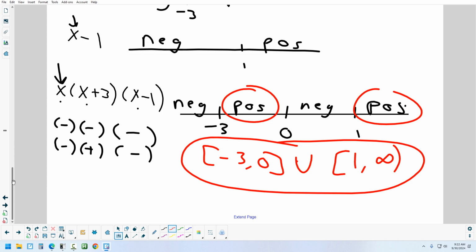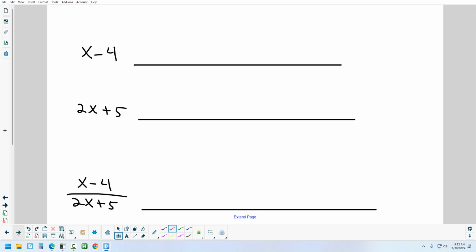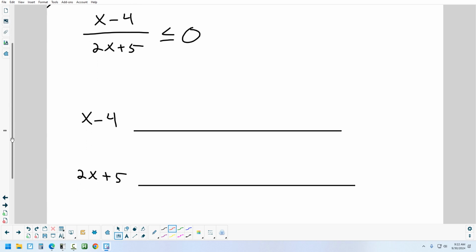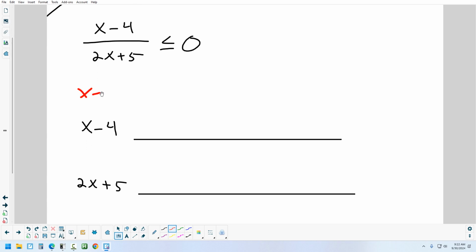Okay, any question on that one? Okay. Division is really the same thing. If this problem was x minus 4 times 2x plus 5 is less than or equal to 0, the answer would be almost exactly the same. There's just one thing you have to remember when you're doing division. What are you not allowed to do? Divide by 0. You can't divide by 0. So keep that in the back of your head.